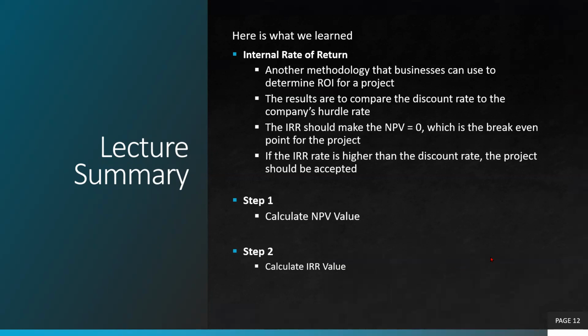And you need to go through 2 steps. First, to figure out the IRR, you have to calculate the NPV value, and then you have to calculate the IRR value. And again, if the IRR value is higher than your discount rate, you're going to accept the project.